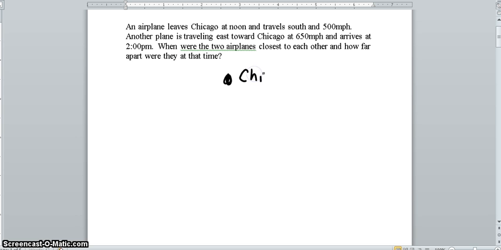I've got Chicago sitting here somewhere. And at noon we've got a plane that heads straight south, 500 miles per hour, so that plane sitting down here somewhere, and then another plane heading toward Chicago, plane sitting there somewhere. Let's label this vertical distance y, and the distance that this second plane is away from Chicago, let's call that x, being a horizontal distance.